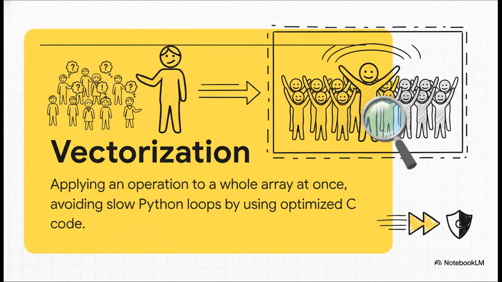What you're doing is bypassing those slow Python loops and tapping directly into the highly optimized precompiled C code that makes NumPy so fast. It's like you're speaking the computer's native language. Modern processors are built for this, to do one instruction on many pieces of data at once. Vectorization just lets you take advantage of that.